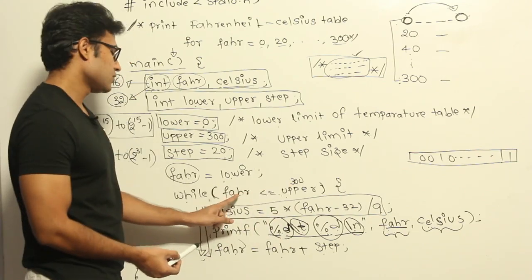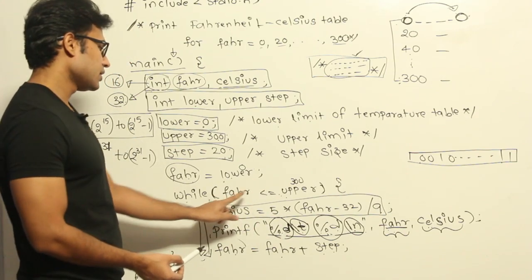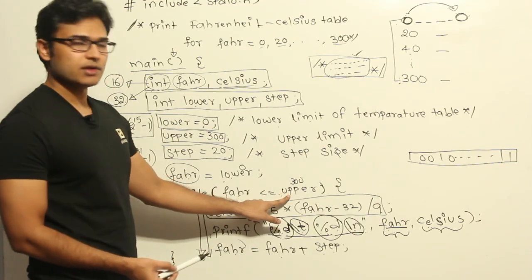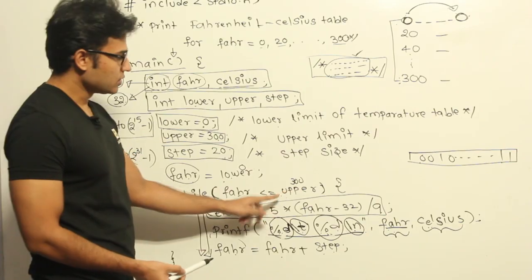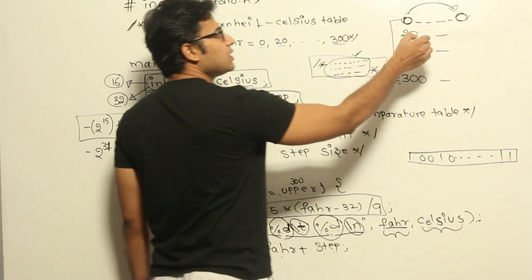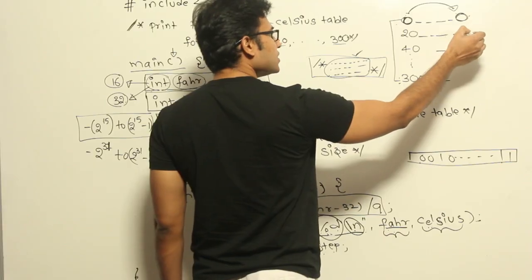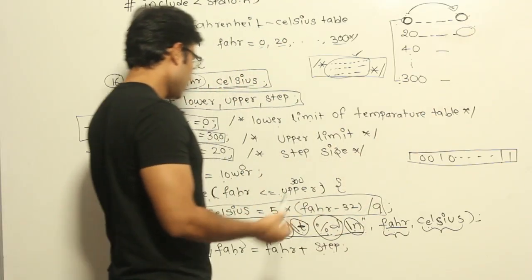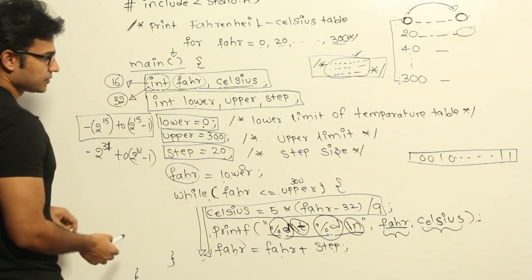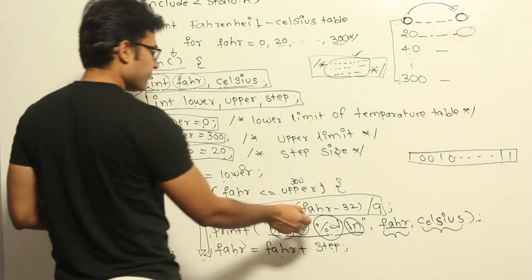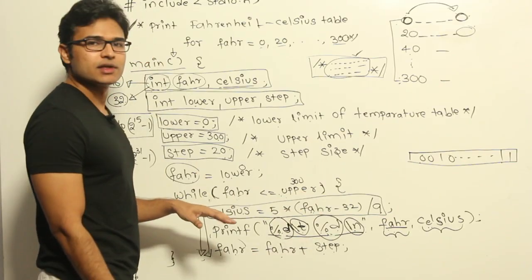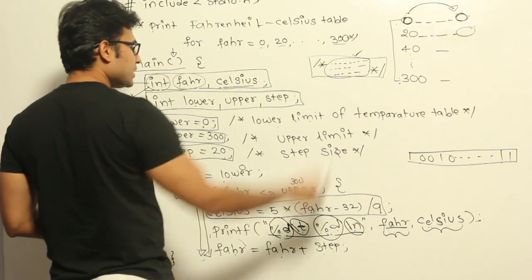Again we check whether Fahrenheit is less than or equal to upper. Now Fahrenheit is 20, and 20 is less than or equal to 300, which is true. So again we execute the same thing. For 20, the corresponding Celsius value will be printed, right? If you observe, both the Fahrenheit and the Celsius values are declared as integers, so the output you are going to see is also integers.